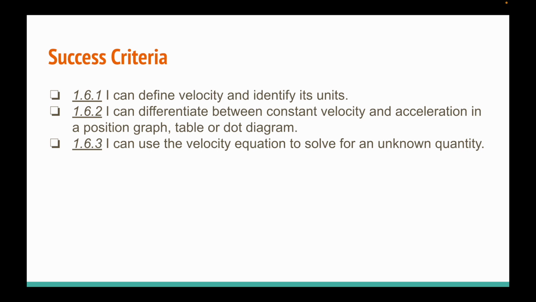On a table, even pattern. On a dot diagram, the spacing between the dots will be the same because each dot is a tenth of a second, a tenth of a second, a tenth of a second, or 1 second, 1 second, 1 second, okay? Constant speed. If it's not constant, it has to be acceleration, okay? I can use the velocity equation to solve for an unknown. I can do my KUF, and I can use this equation to solve for whatever is missing, okay?